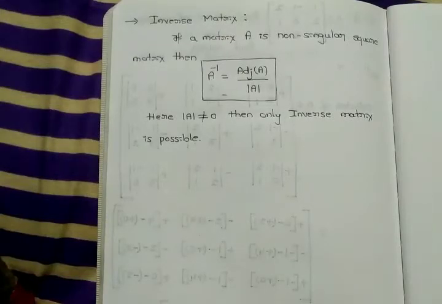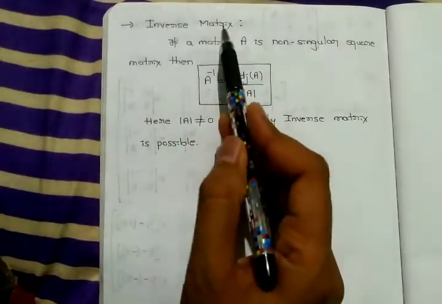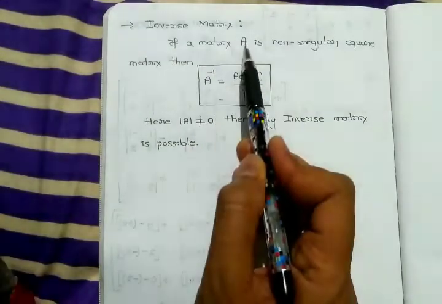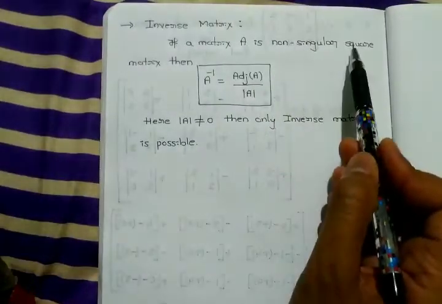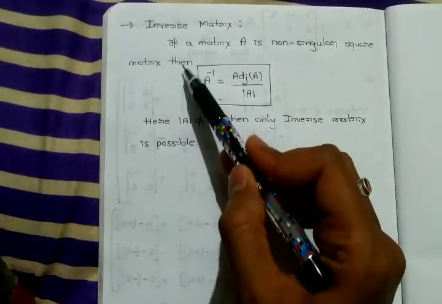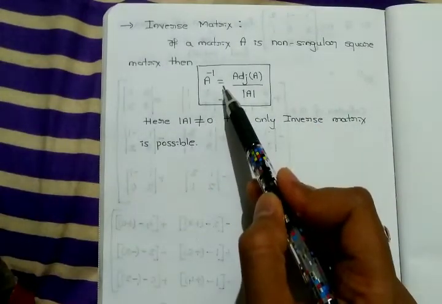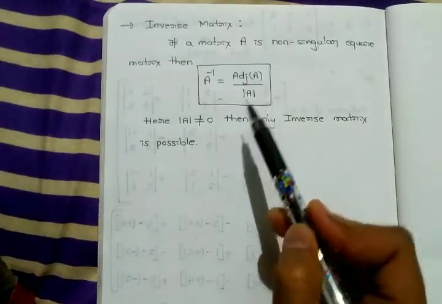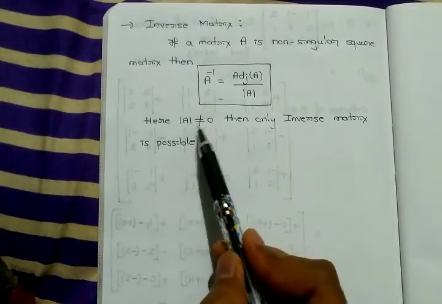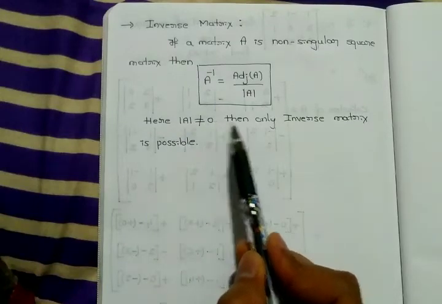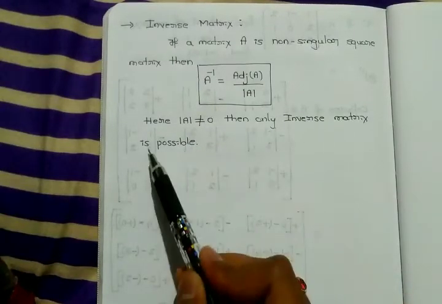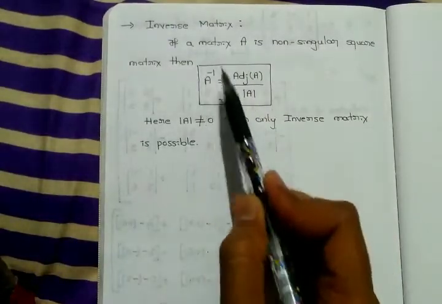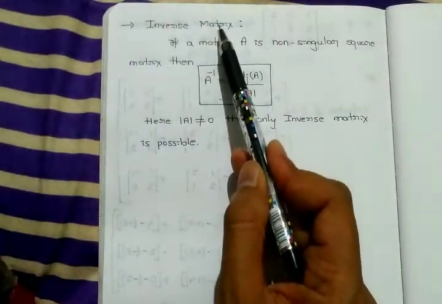Hello everyone, in this video we will discuss inverse matrix. If a matrix A is a non-singular square matrix, then A inverse equals adjoint of A divided by determinant of A. Here determinant of A is not equal to 0, only then is the inverse matrix possible. So this is the formula to find the inverse matrix.